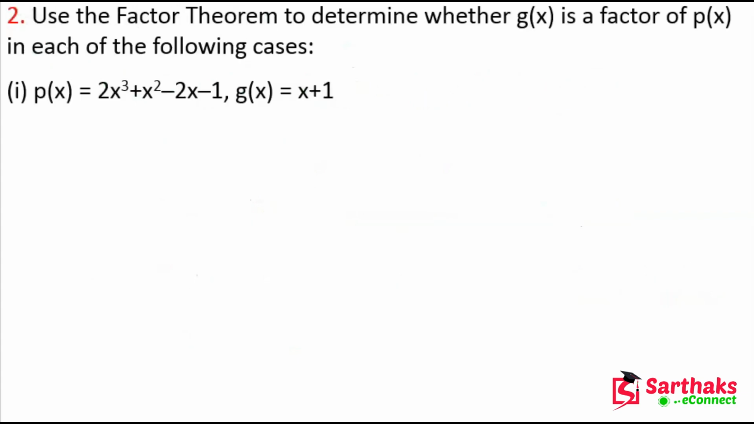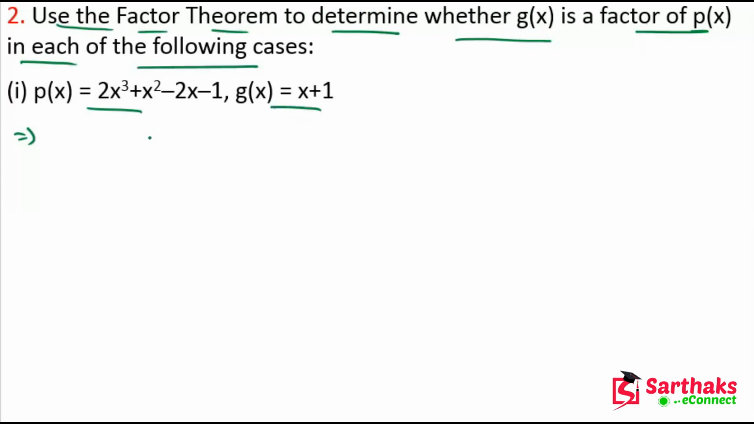So now the next question is, use the factor theorem to determine whether g of x is a factor of p of x in each of the following cases. So for this we have a polynomial p of x is 2x cube plus x square minus 2x minus 1, and we have g of x is x plus 1.